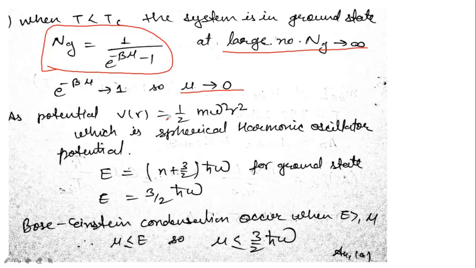Now potential is given V(r), which is spherical harmonic oscillator. So for the spherical harmonic oscillator, the energy is used to be, the term of energy is used to be (n plus 3 by 2) h cut omega.